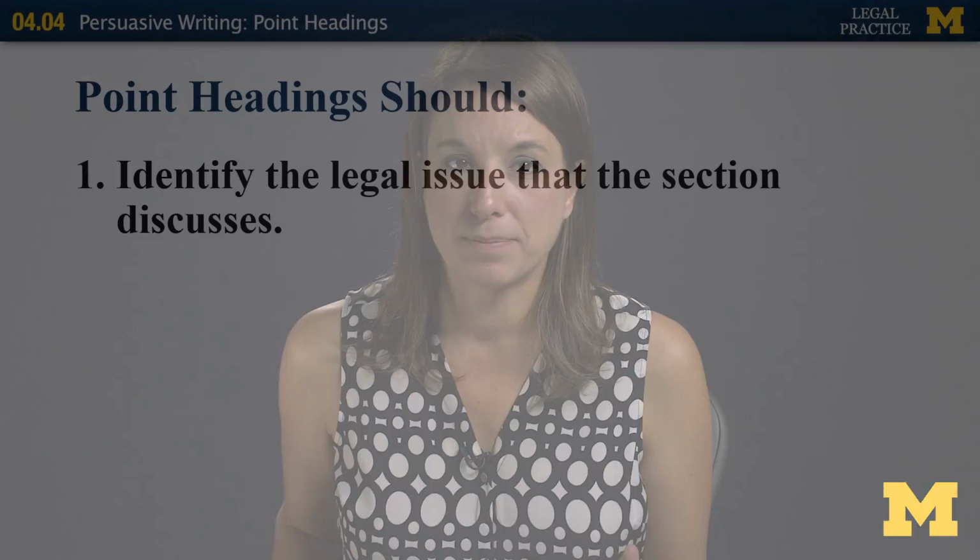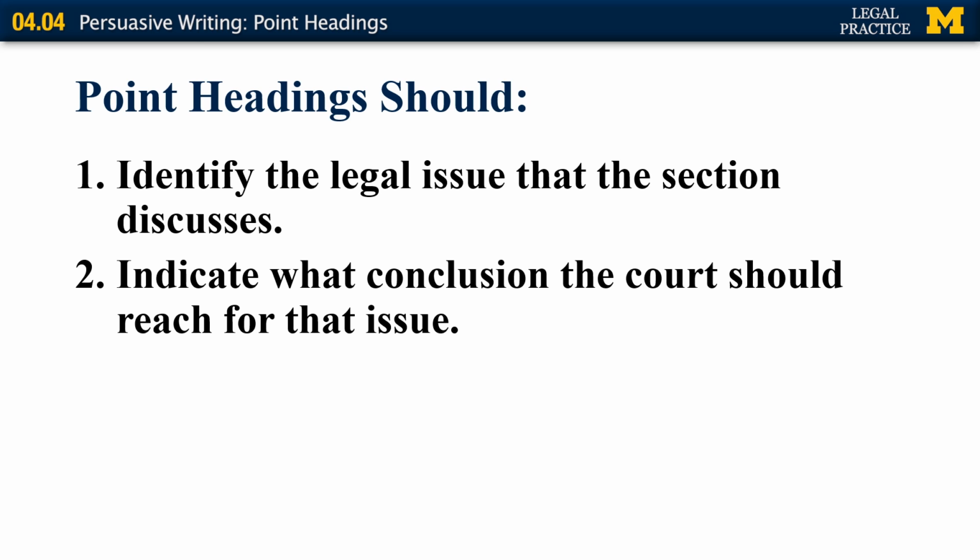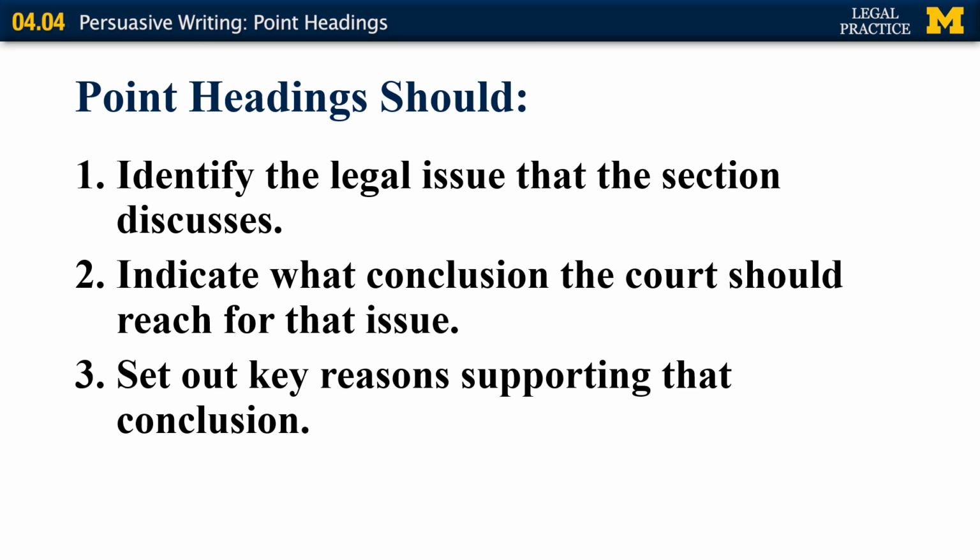So what these point headings, A plus 1 and 2, do together is a couple of things. They identify the legal issue that the section discusses. They say, look, this is about the contract claim. They indicate what conclusion the court should reach for that issue. They say the court should find that the contract claim fails. And they set out key reasons that support that conclusion.